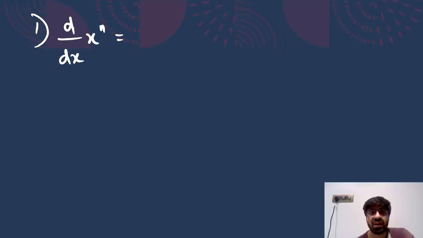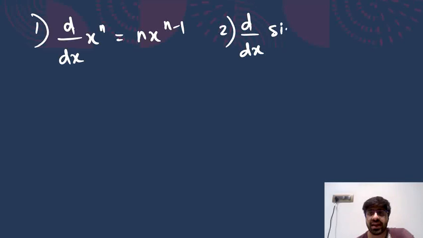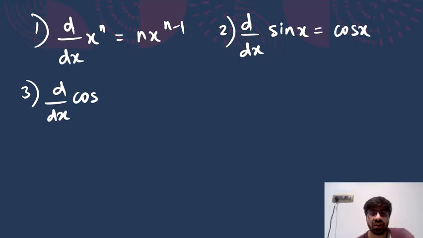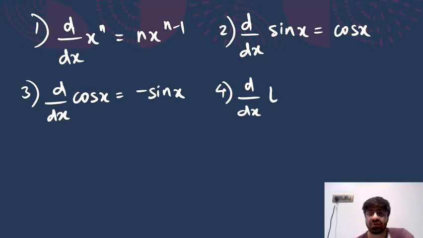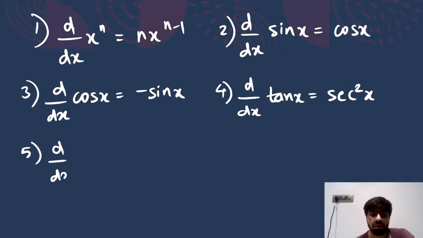the derivative of x power n was n into x power n minus 1. The derivative of sin x was equal to cos x. The derivative of cos x was equal to minus sin x. The derivative of tan x was equal to sec square x.